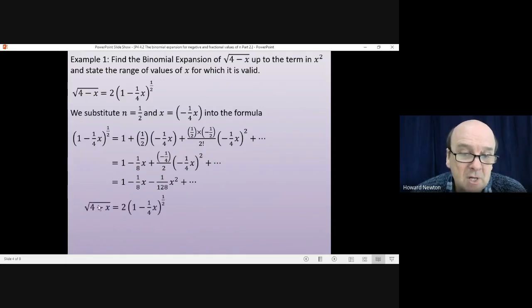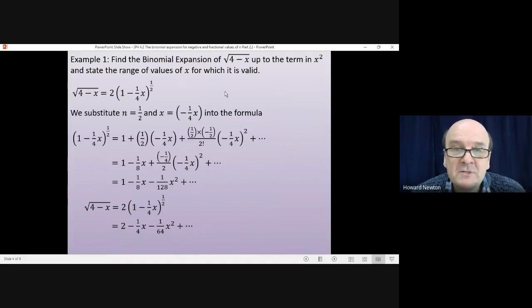We need 2 times that. So the square root of 4 minus x is 2 times 1 minus a quarter x to the half. That means we just need to double this answer, which gives us 2 minus a quarter x minus 1 over 64 x squared. So that's the first part of the question done.